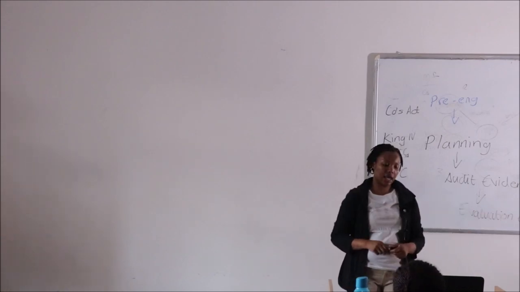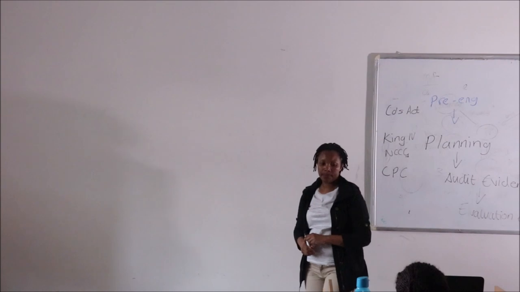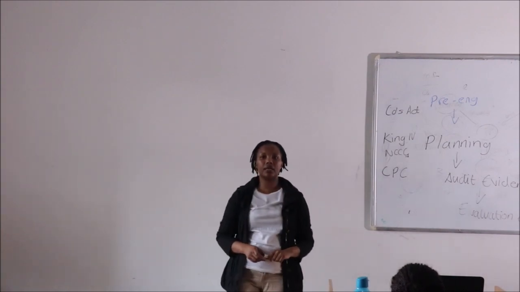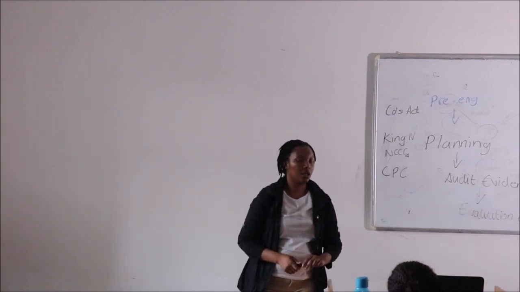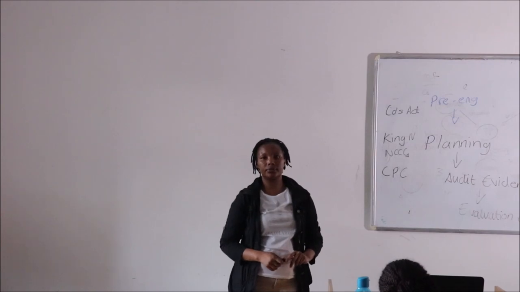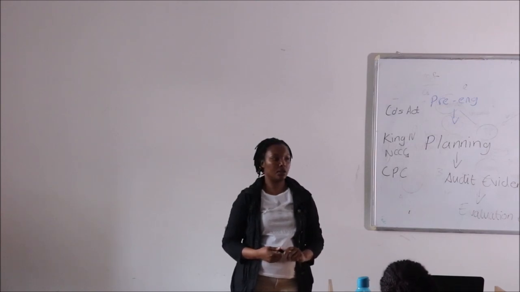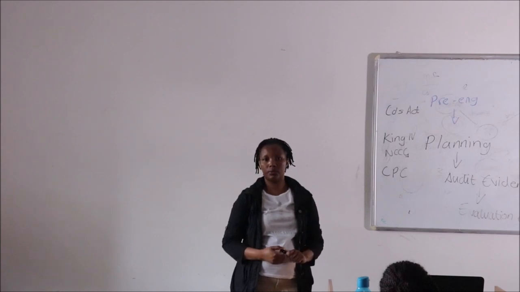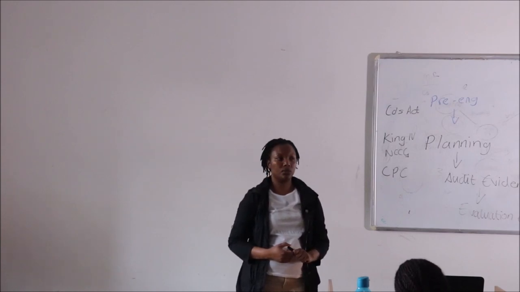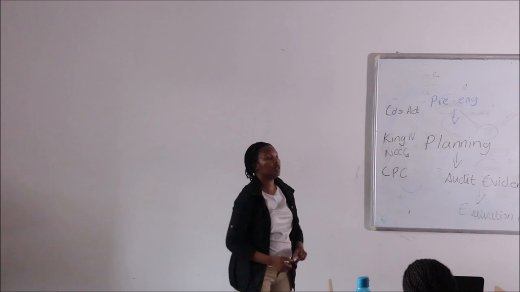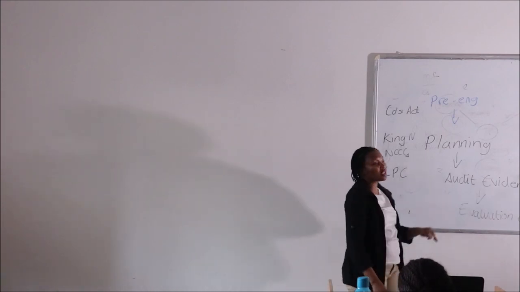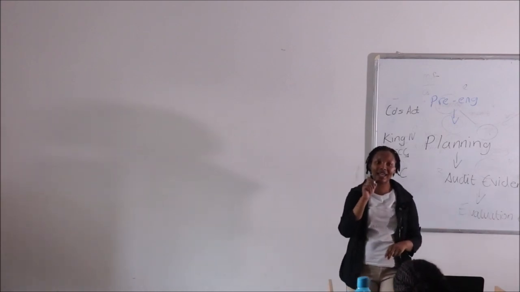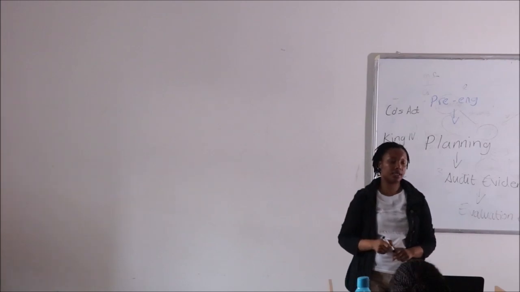So then, if ethics comes and it's a company and maybe doesn't have CAs, and it's a company, what then do we use? What do we use? King 4. We use King 4 because King 4 also provides ethics for corporate. Fair enough?